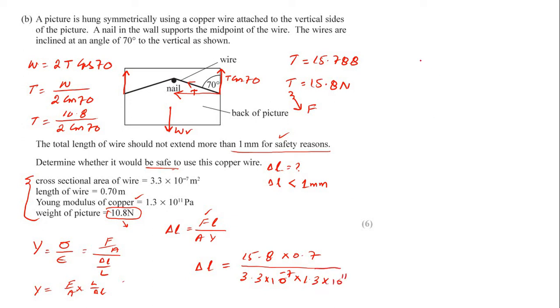Once you solve that, then delta L will be equal to 2.5 into 10 to the power minus 4. This is because everything is in meter square, that's what I use, meter. This is delta L, the extension in meter, and when you convert it into millimeter, delta L will be equal to 0.25 multiplied by 1000, so 0.25 millimeter, which is less than 1 millimeter. So it is safe to use.